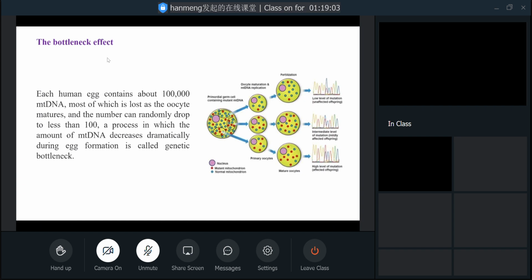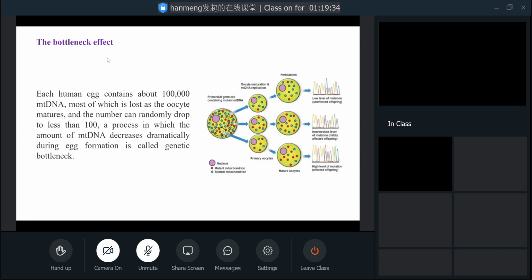100,000 mitochondrial DNA, most of which is lost as the oocyte matures, and the number can rapidly drop to less than 100. The process in which the amount of the mitochondrial DNA decreases dramatically during egg formation is called genetic bottleneck.